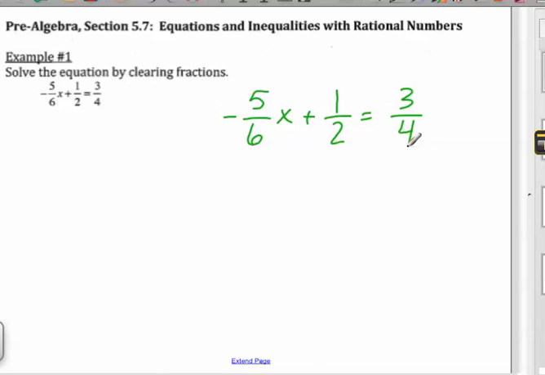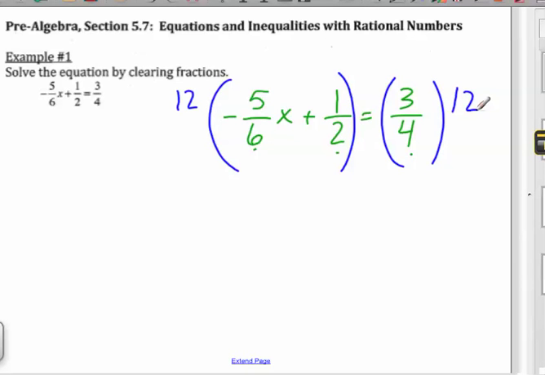Now I'm going to ask you guys some questions and I need you to answer them, okay? Teddy, what is the smallest number that 6, 2, and 4 all go into? 12. They all go into 12. So I'm going to multiply both sides of this equation by 12. I can do that in algebra, right? Because since they're equal, if I multiply them both by 12, they're still equal, right? Okay, that's algebra. We know that.